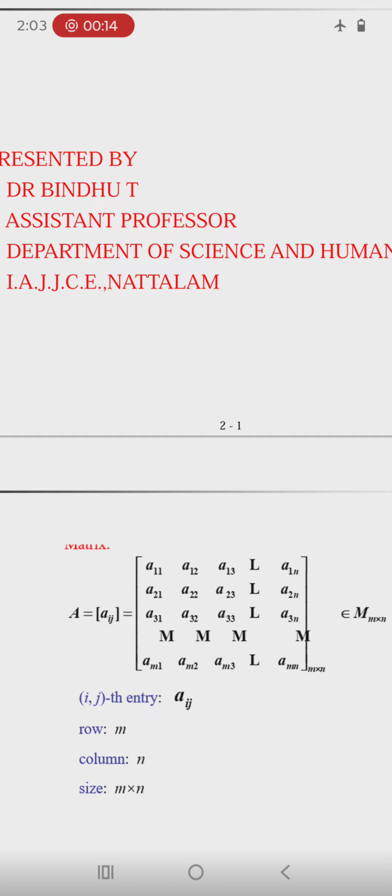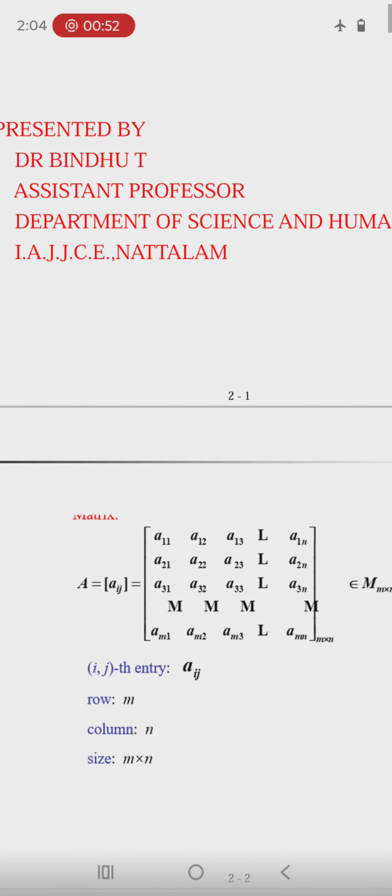My topic, matrices. Let A equal to [aij]. Aij is the general form of a matrix. The entry values are a11, the first row, first column element; a12, the first row, second column element; and so on, up to a1n, the first row, nth column element. Then the second row elements: a21, the second row, first column element, and so on, up to a2n. The last, mth row elements are am1, am2, am3, and so on, up to amn. This matrix order is m by n. M by n means m rows and n columns.